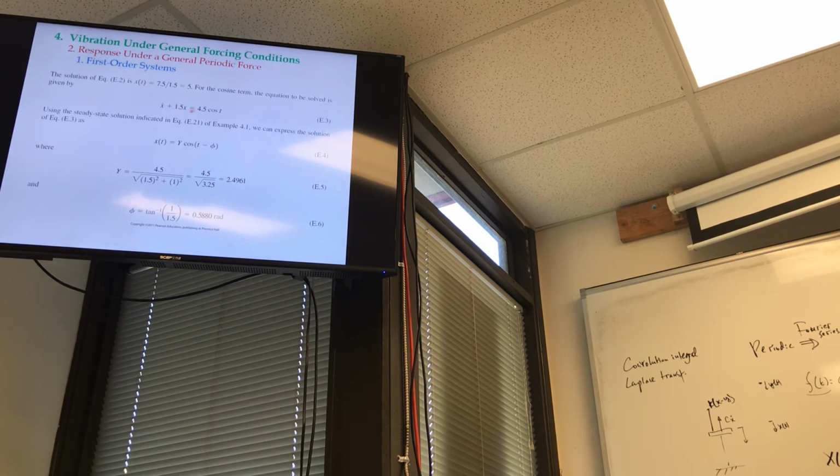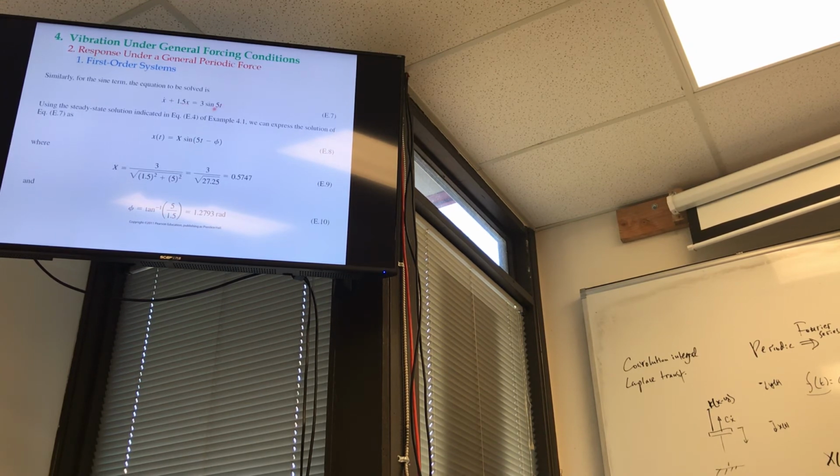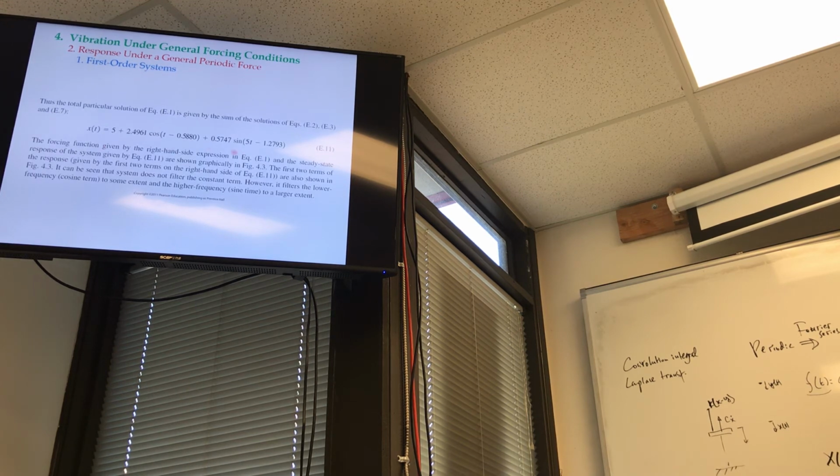And then you do the solution for 4.5 cosine t, and we know how to do this. In this particular case, we just say it's Y cosine of t minus phi, and then from there we get the amplitude Y, and then we get the phi angle, just by replacing the condition here. And then we repeat the same thing for 3 sine 3t. We get the solution for that. And then at the end, we just add them all up.